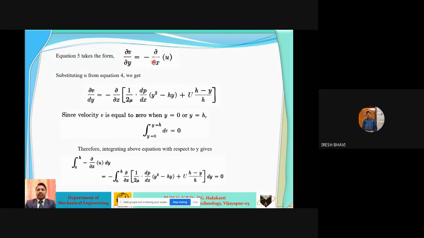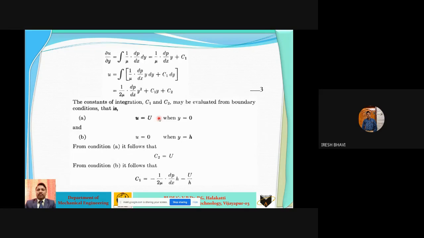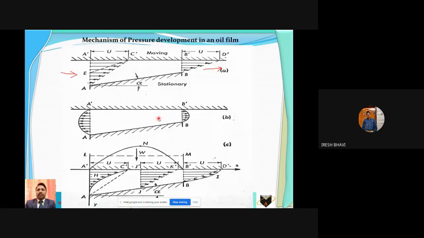dv by dy is equal to minus d by dx of u, and simplifying, we know that velocity is equal to 0 when y equals 0 or y equals h. What does that mean? The velocity distribution at y equal to 0 is 0, at y equal to h is also 0, and it is parabolic in nature.